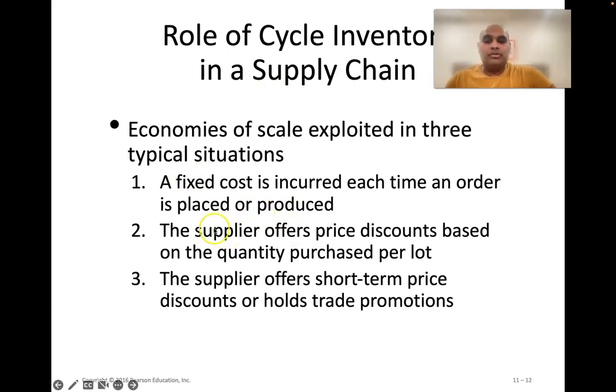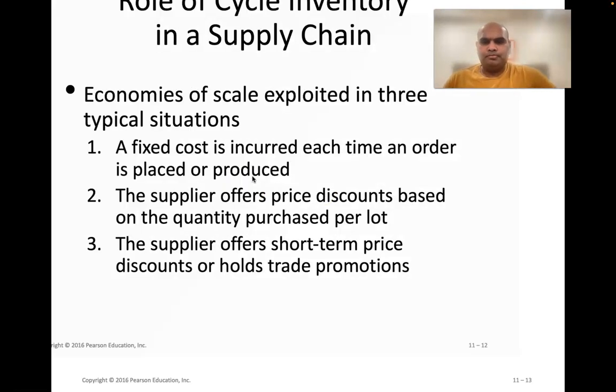There are a couple of other times when economies of scale can be exploited, which have to do with discounting, which we will talk about in the coming weeks, right? So right now, let's talk about the first scenario. And even here, we'll talk about the single product scenario. And next week, we'll look at the multiple product scenario, right? Okay.